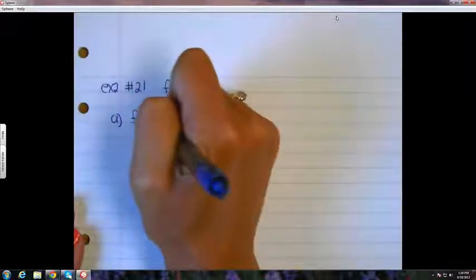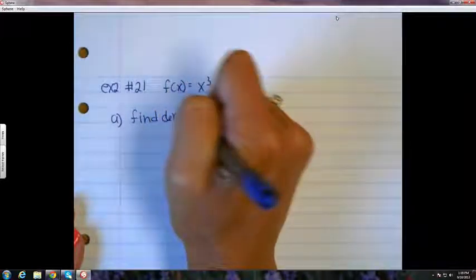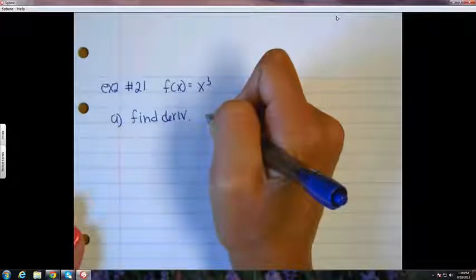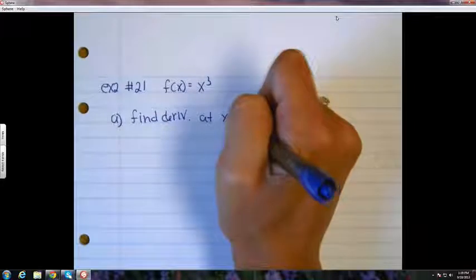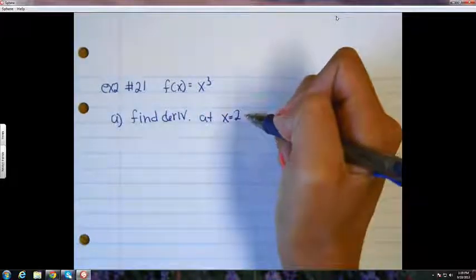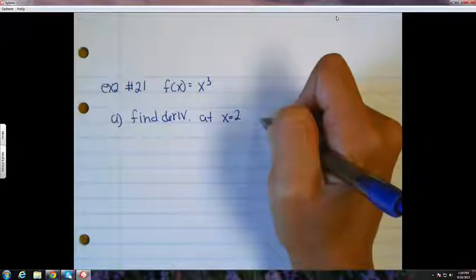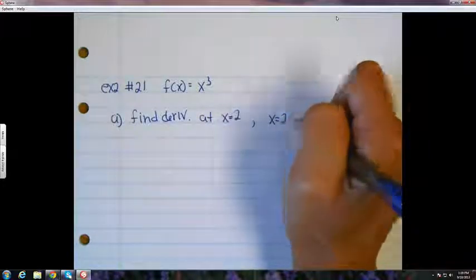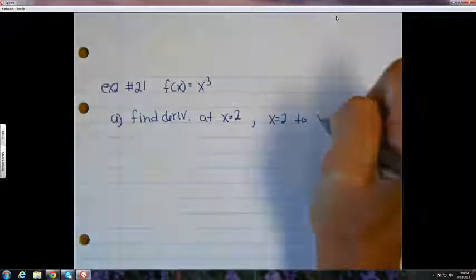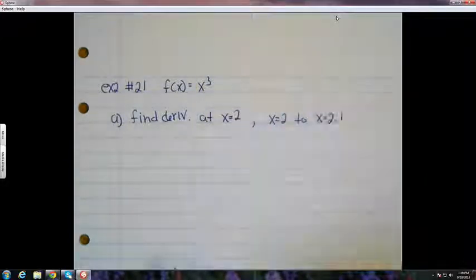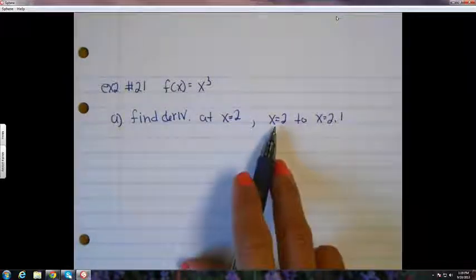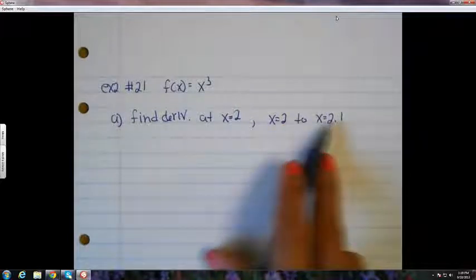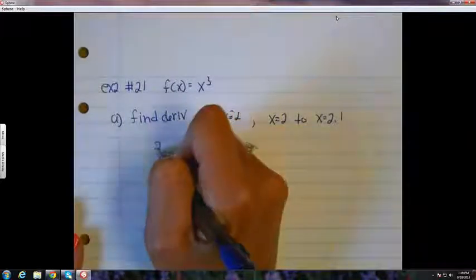So part A, find the derivative at x equals 2 by finding the change from x equals 2 to 2.1. Okay, again, derivative, normally if it's left up to you, you do the 3-point table because it's more accurate. The author is asking you to use the 2-point table from 2 to 2.1. So we'll find those corresponding y values.